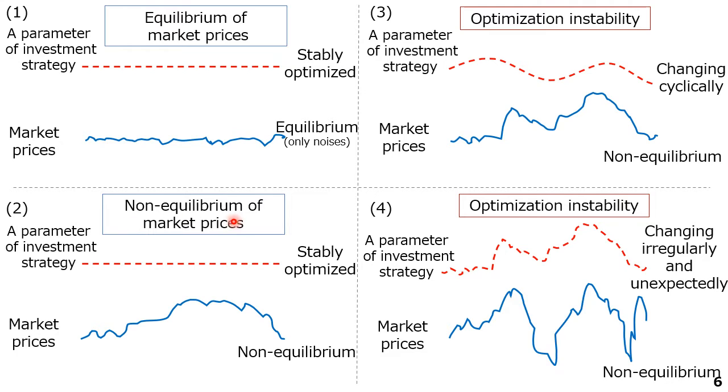Non-equilibrium of market prices is like this. Of course, market prices are in non-equilibrium, but it is possible that a parameter of an investment strategy is stably optimized. On the other hand, with a higher level of instability, optimization instability, a parameter of the investment strategy changes irregularly and unexpectedly. So market price is of course non-equilibrium and moves unexpectedly.